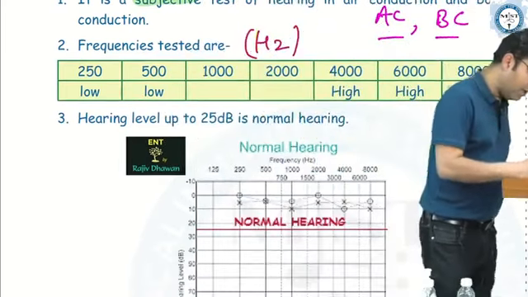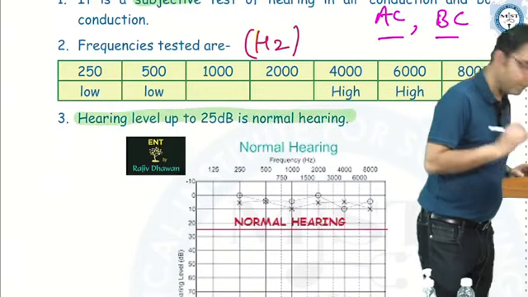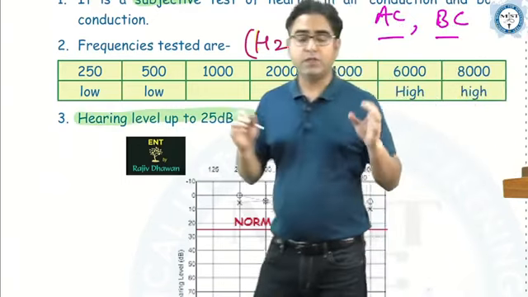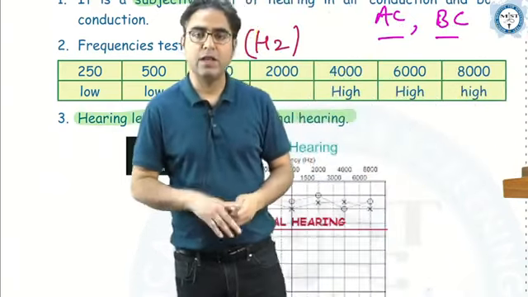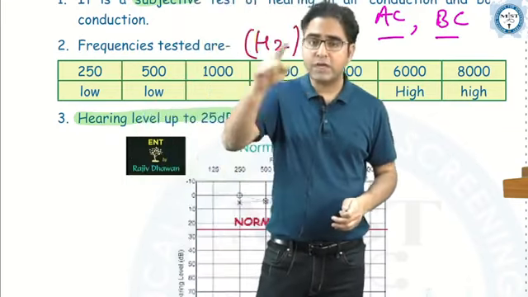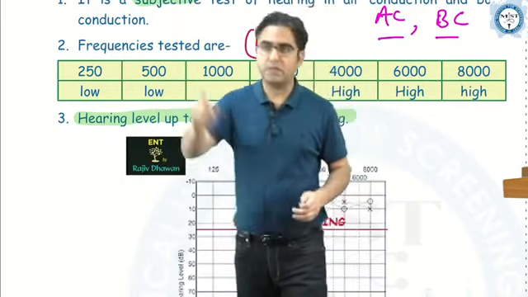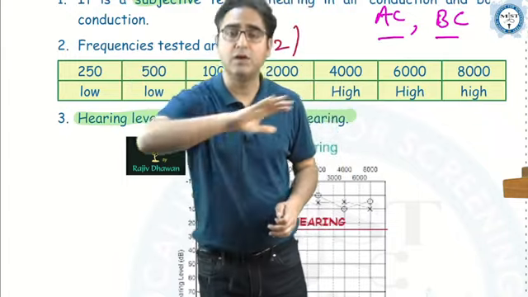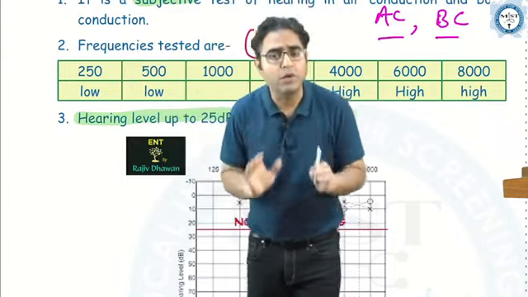Now hearing level up to 25 decibel is normal, beta. Please understand, everything has a normal in this life, beta. Like vision, look at me, beta. Vision, 6 by 6 is normal. From 6 meters, 6 lines being read is considered normal. Something has to be counted normal, beta.